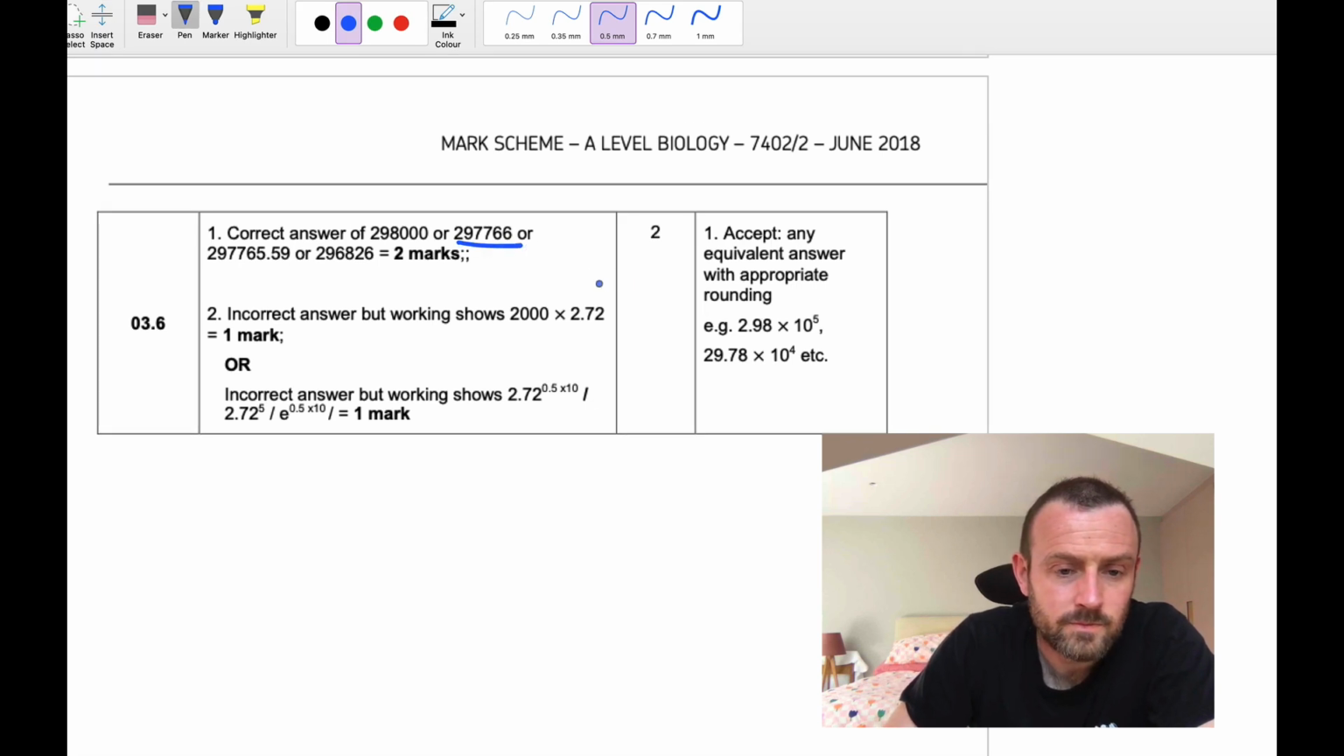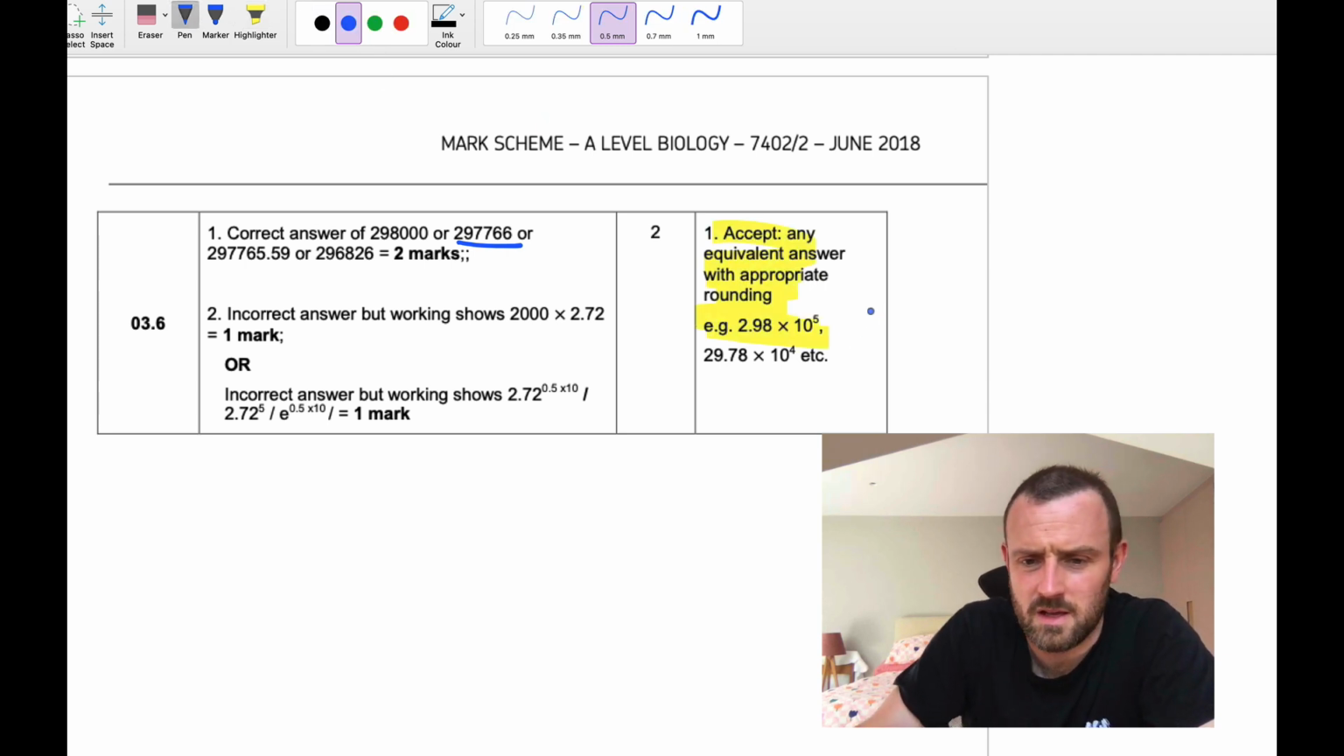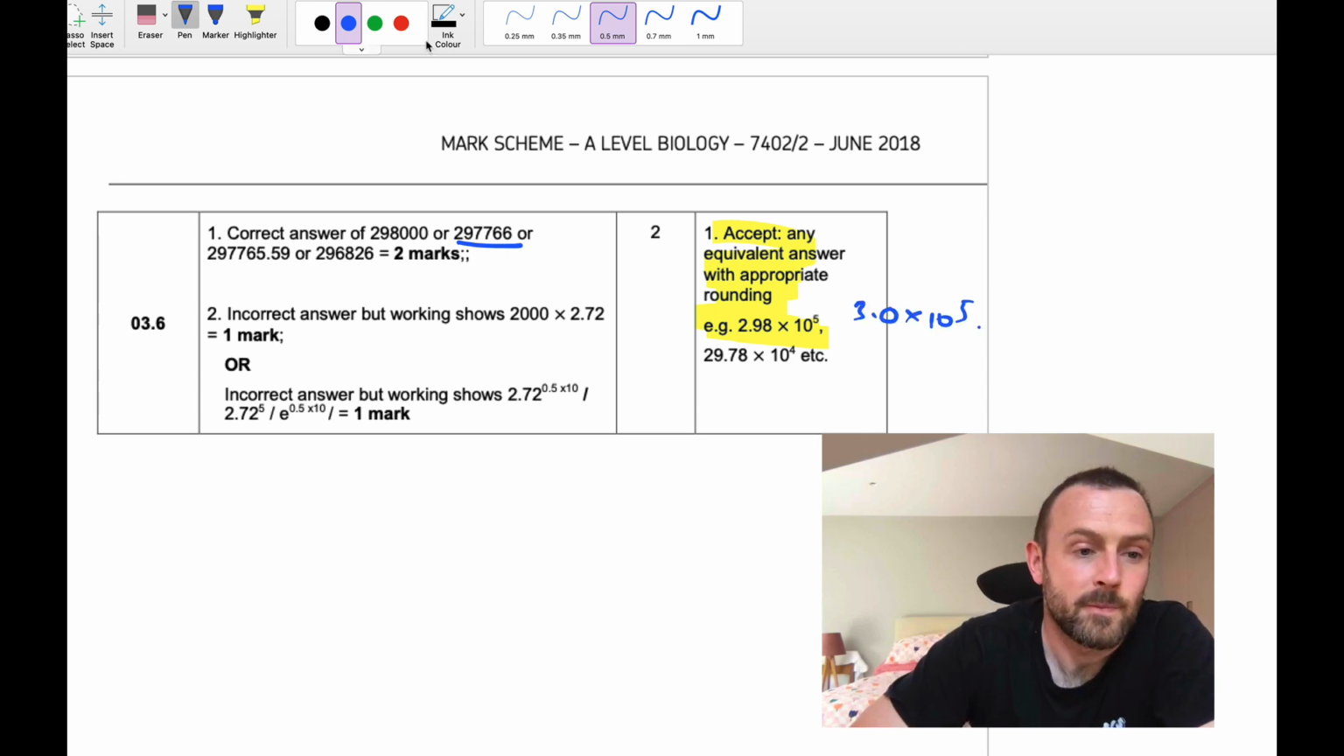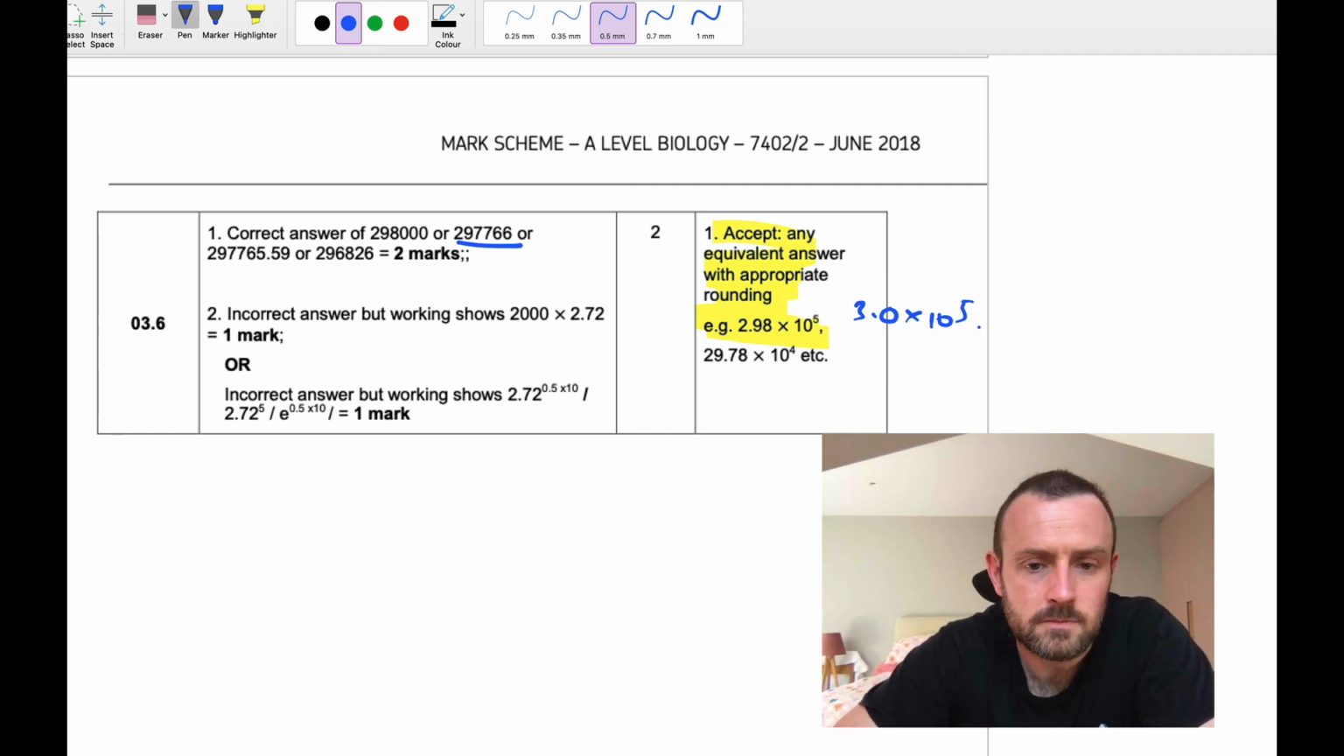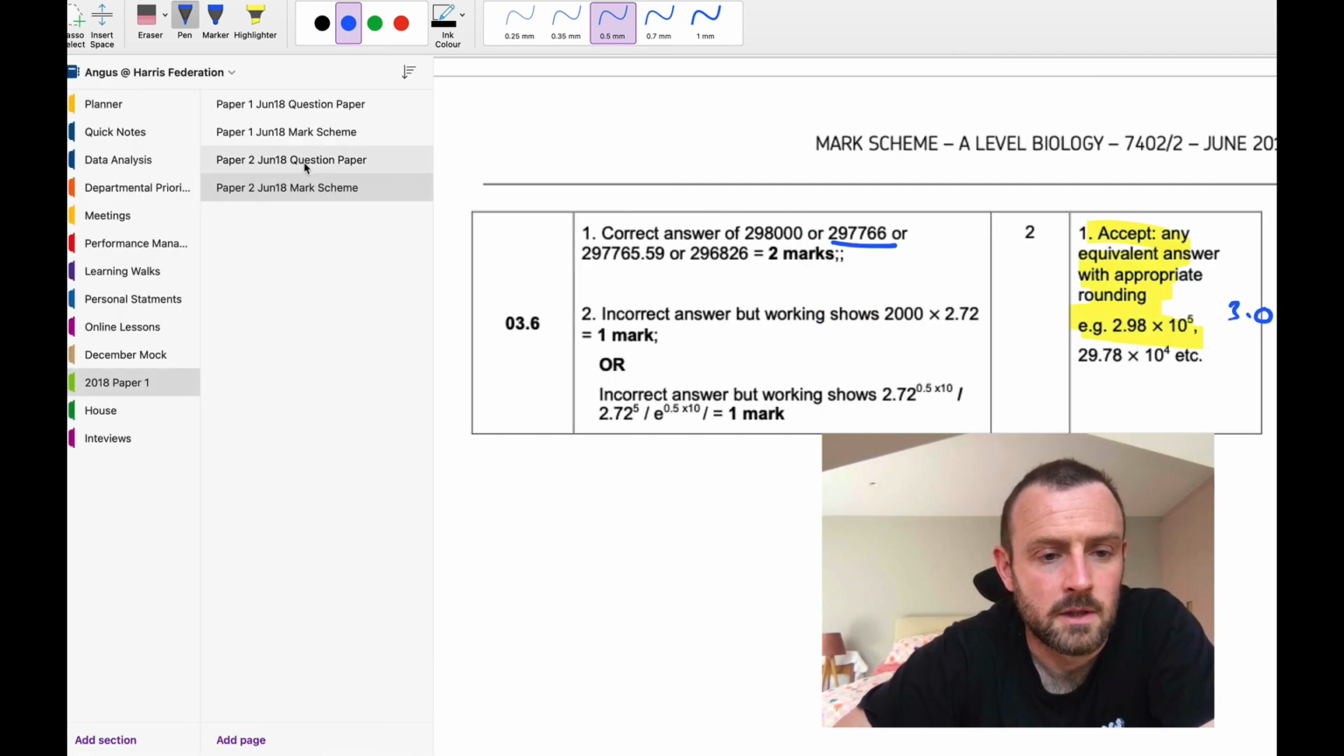297,766. What do they also accept? 2.98 times 10 to the 5. Yeah, I think those all would have been credited, with appropriate rounding. So I think 3.0 times 10 to the 5 would also be correct.